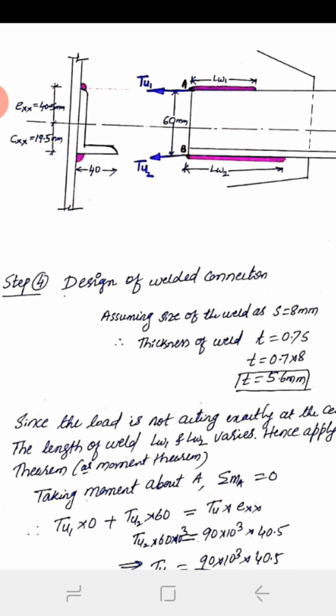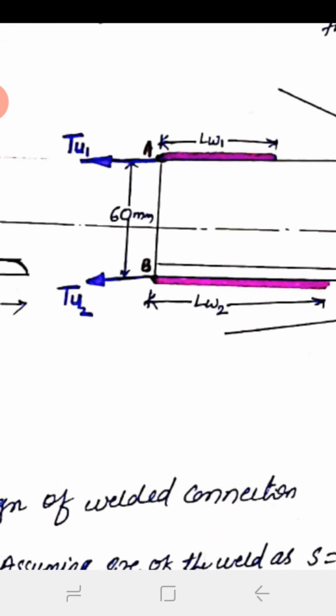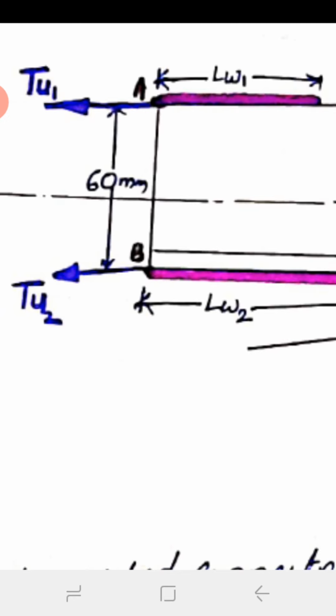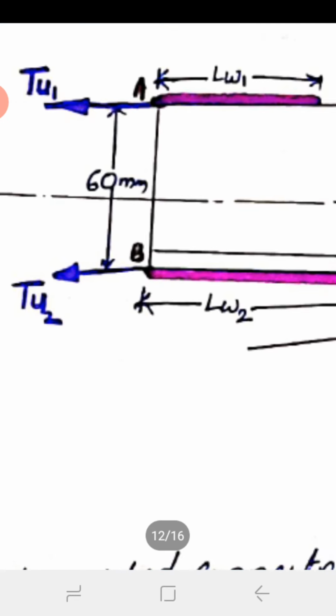Okay, then taking moment about A, here I have mentioned two edges, edge A and B. Here I have marked edge A and B. Corresponding to edge A, the load acting is TU1, and corresponding to TU1, the length of the weld will be LW1. So LW1 is taking a load of TU1, and LW2, that is at the B edge, corresponding to LW2, the load is TU2, means the LW2 length is taking TU2. TU1 plus TU2 will be TU.